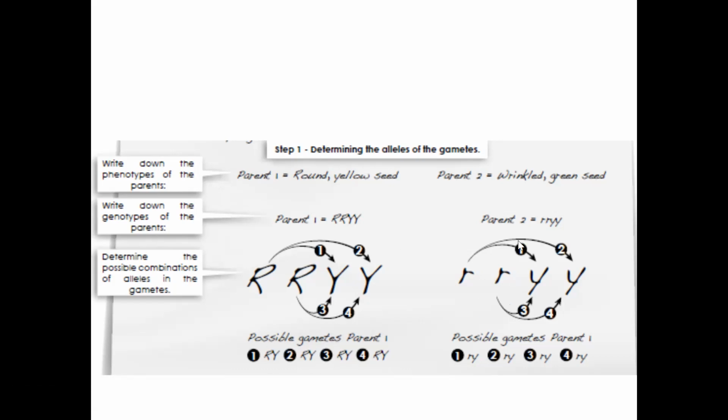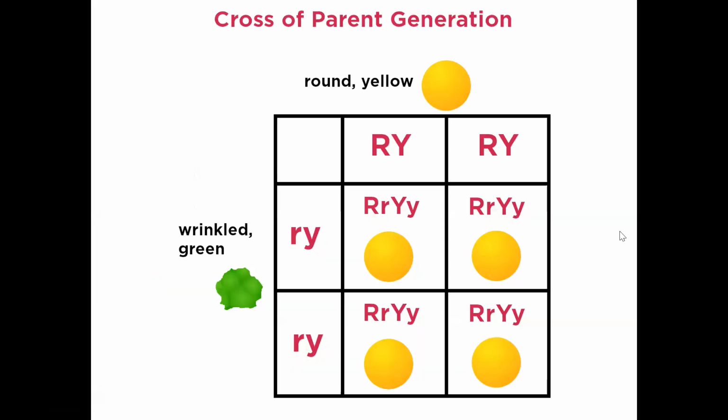Exactly the same thing for parent 2. First: little r, little y. Outer: little r, little y. Inner: little r, little y. And last: little r and little y. That gives us the parent gametes. This is just a picture version of it.